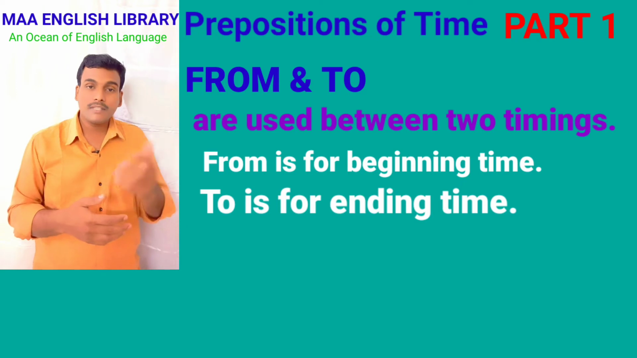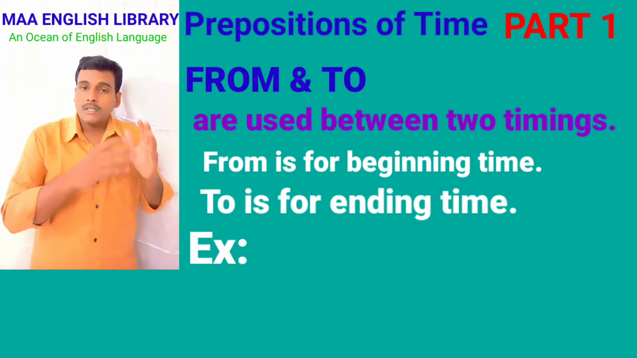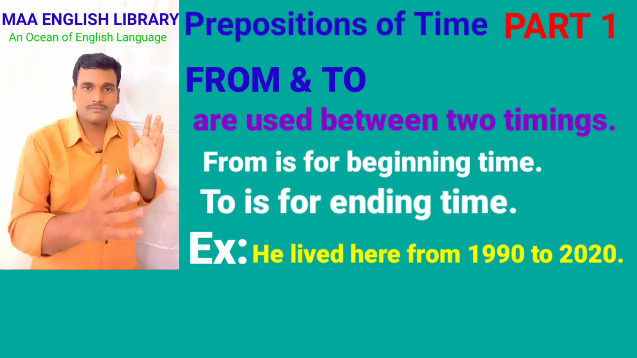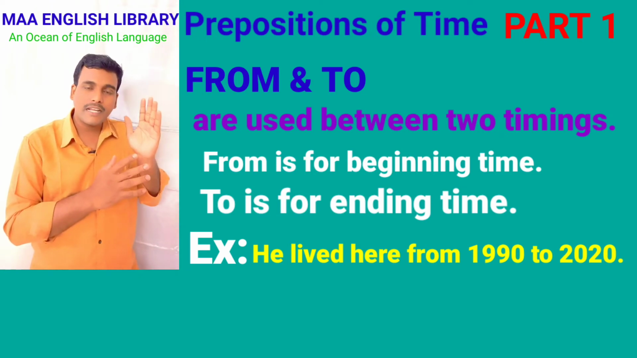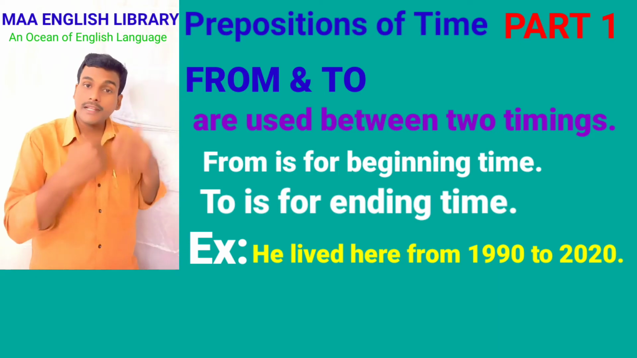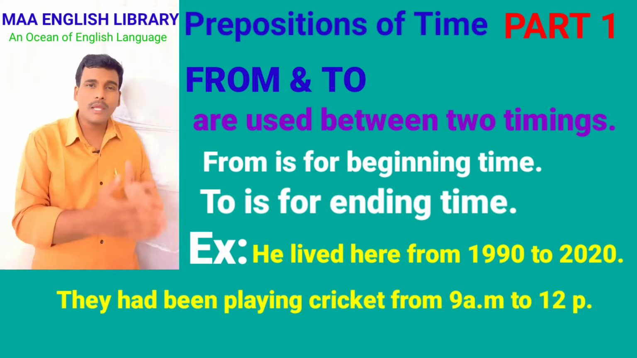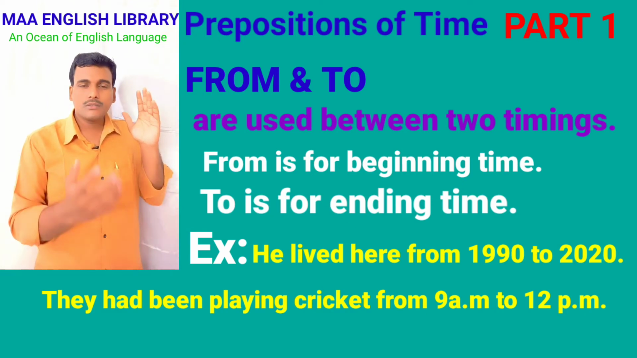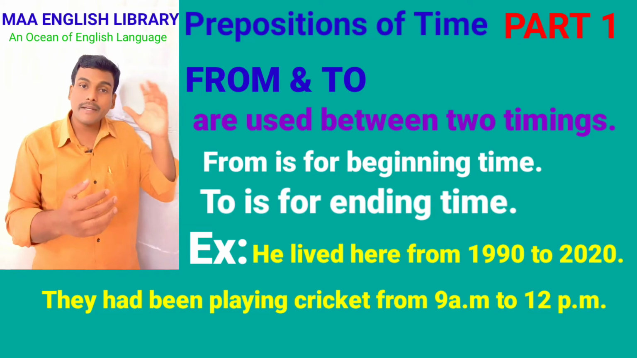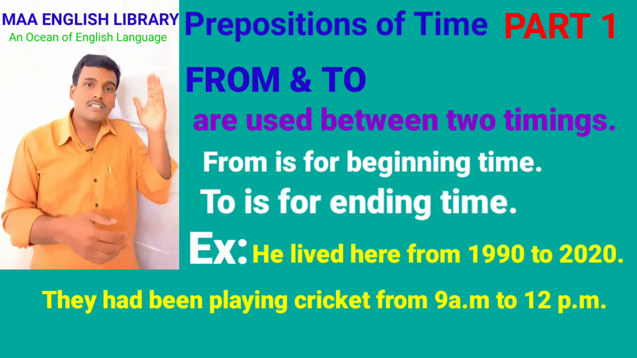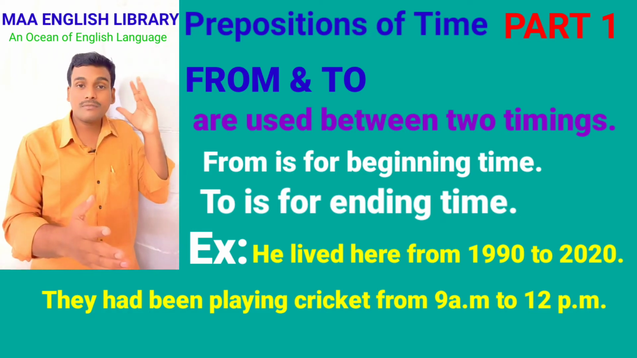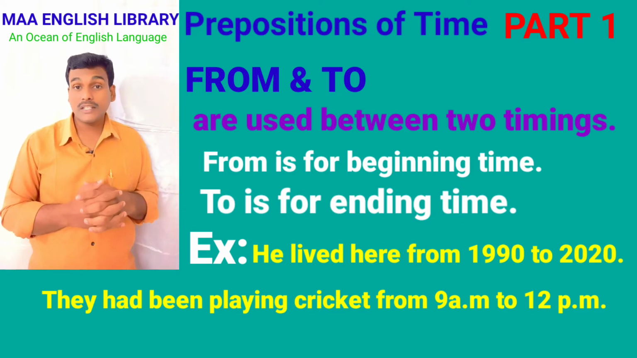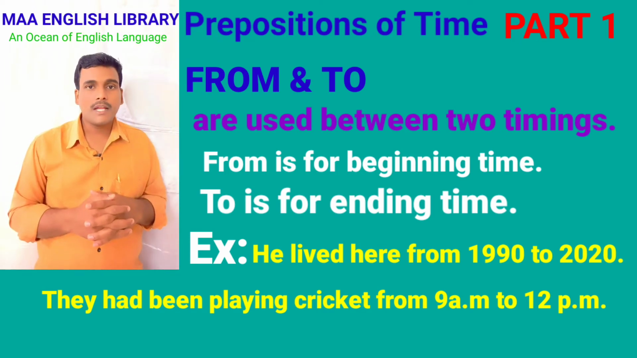Okay, and with an example you can have a better idea. He lived here from 1990 to 2020. And another example is, they had been playing cricket from 9 a.m. to 12 p.m. So there you can see in the two examples periods of time, meaning starting time and ending time, the beginning of the action and the end of the action, both are indicated. So for that we can use "from" and "to".